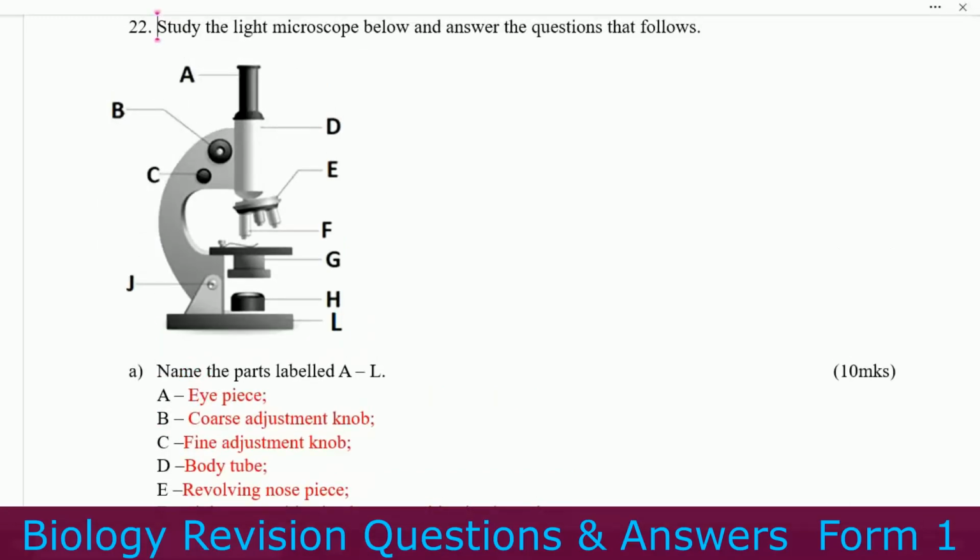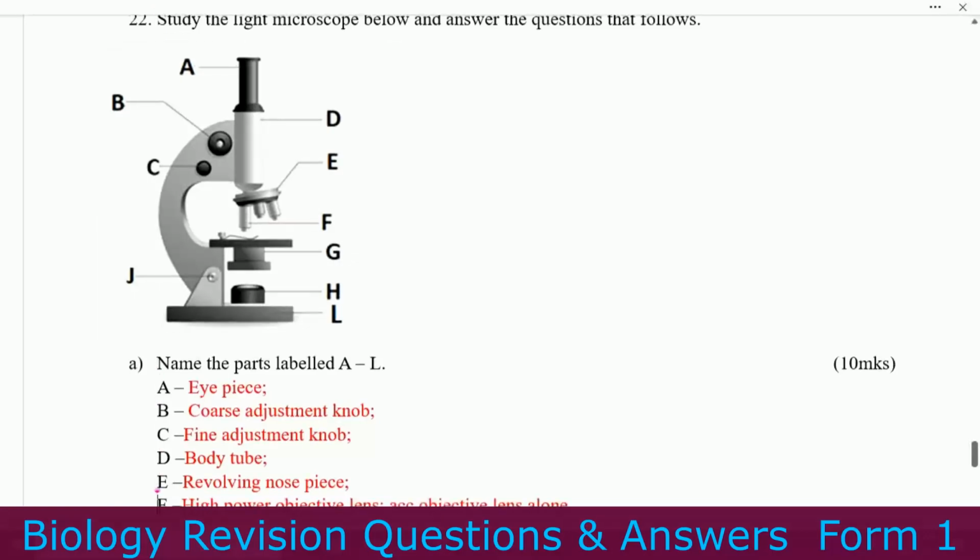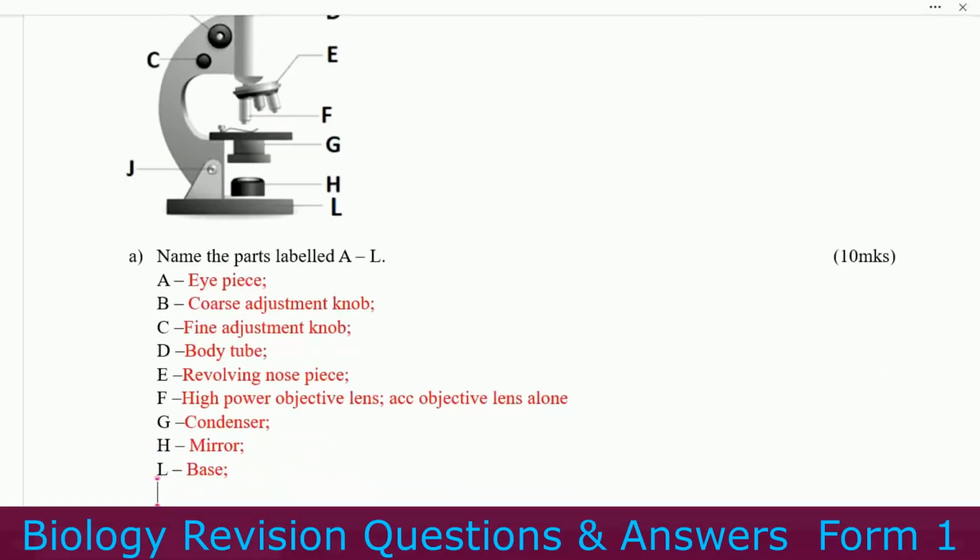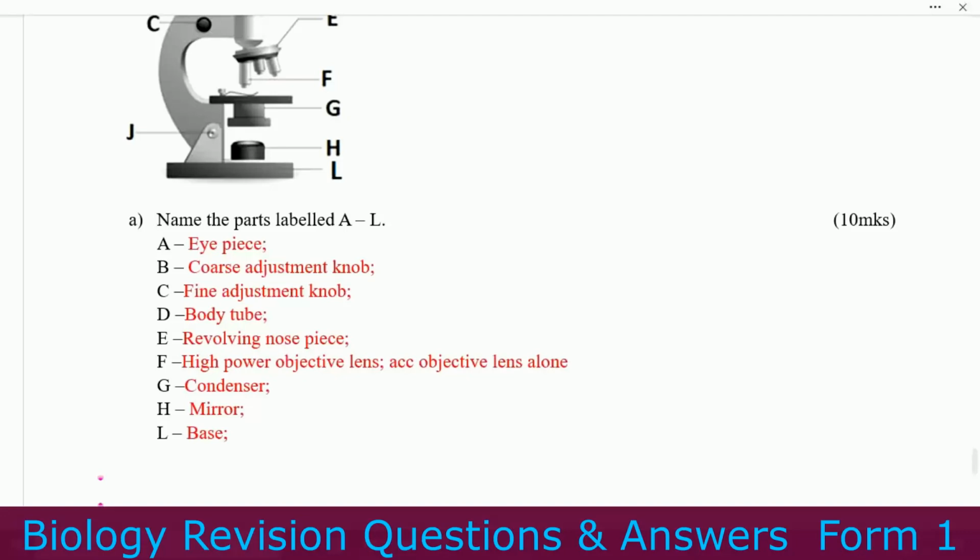A is eyepiece, B is coarse adjustment knob. You can see B, C, fine adjustment knob, D is body tube, E is revolving nose piece, F is low power objective lens, G is condenser, H is mirror, I is base.